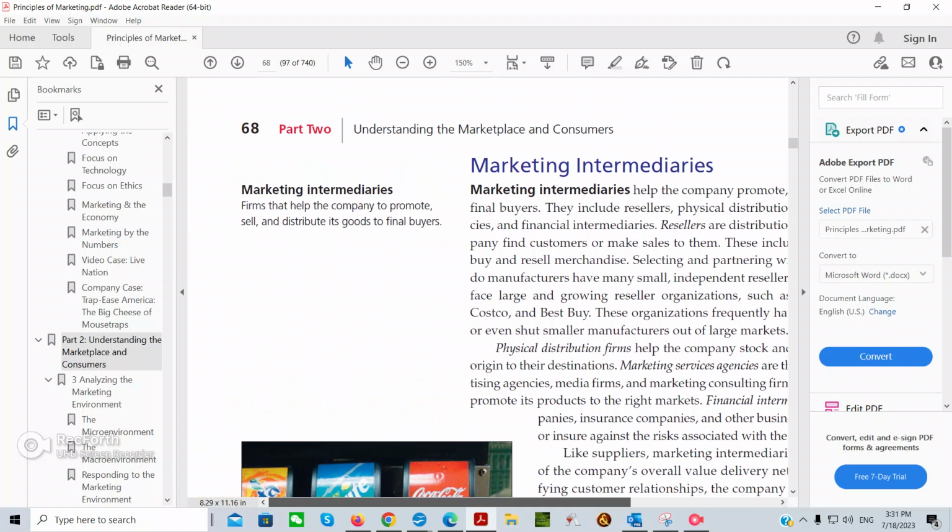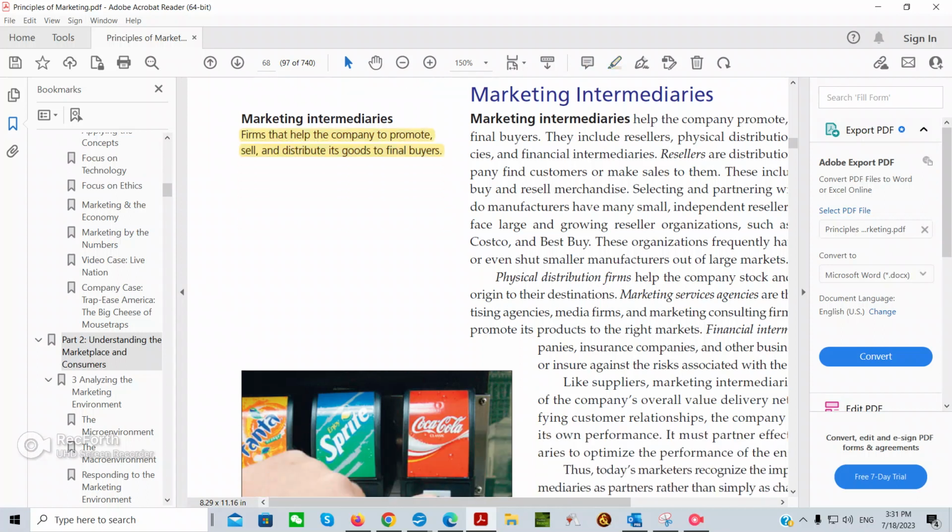Now let's talk about marketing intermediaries. You might ask yourself, what are those? Those are firms that help the company to promote, sell, or distribute its goods to final buyers. Okay, that's a marketing intermediary. So basically, they're like a consulting company. Okay.